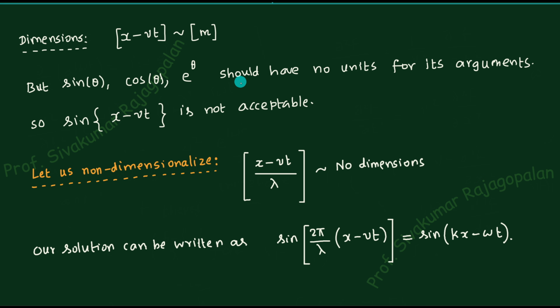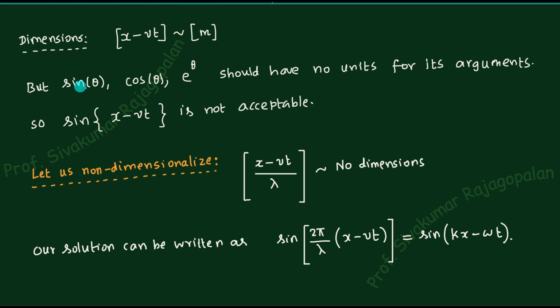So here the point to be noted is that quantities like sine or cos or e to the power function should have no units for their arguments. This is by definition from mathematics. What do you mean by argument? Argument means the quantity inside the bracket of the sine. Sine of something, that is the argument. Cos of something, that something is the argument. e to the power theta, the power is the argument. So that particular quantity should not have any dimensions, only then your calculation is correct.